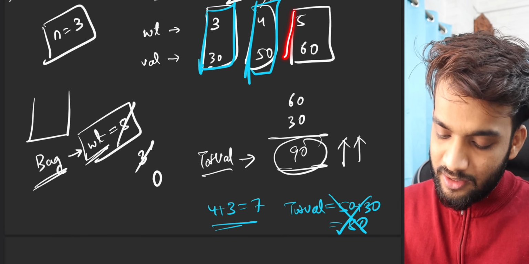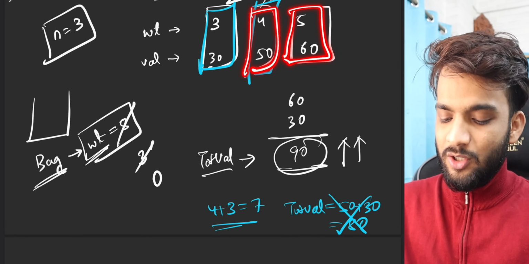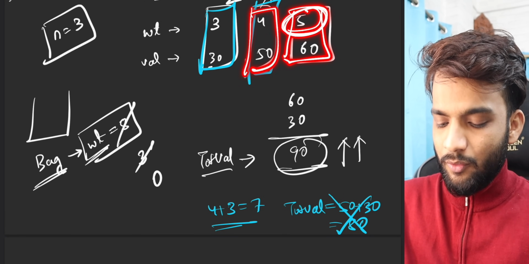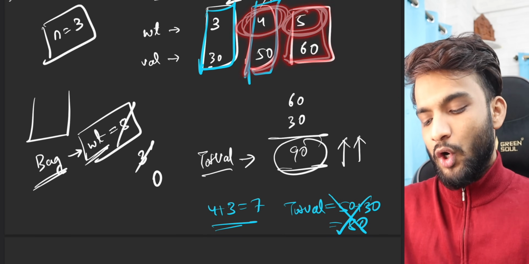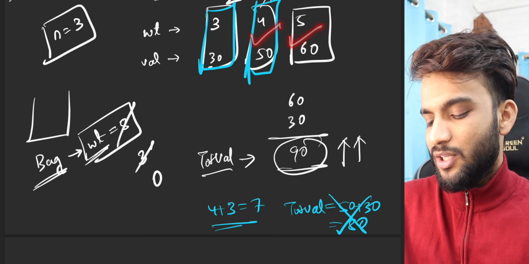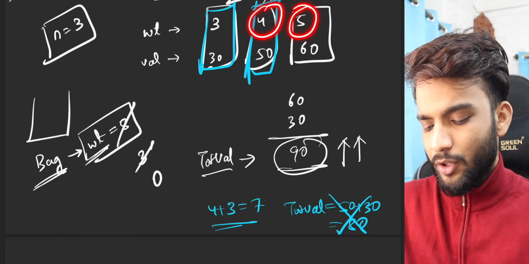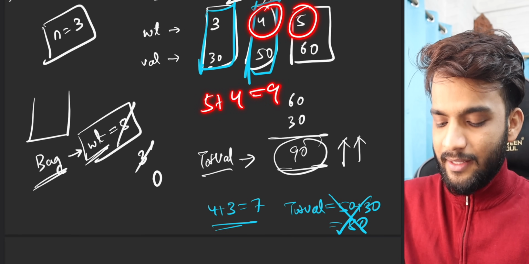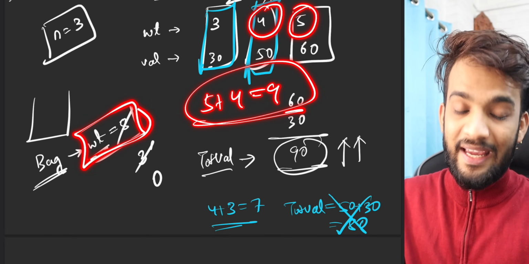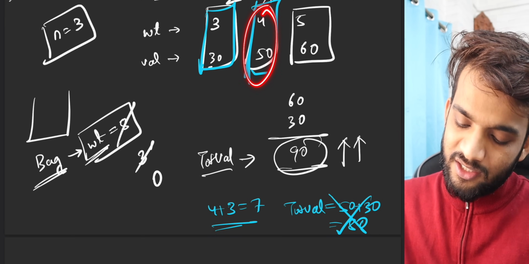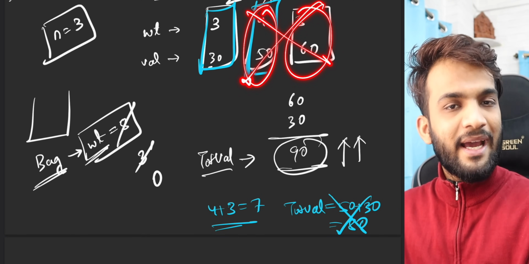Why can't you steal this and this? Because the weight is 5 over here, the weight is 4 over here. So you cannot steal both the items because 5 plus 4 will be 9, and the bag permits you just 8 weight. Thereby this and this cannot be stolen together. Make sense? So you might be thinking, then Striver, we will apply the greedy approach.